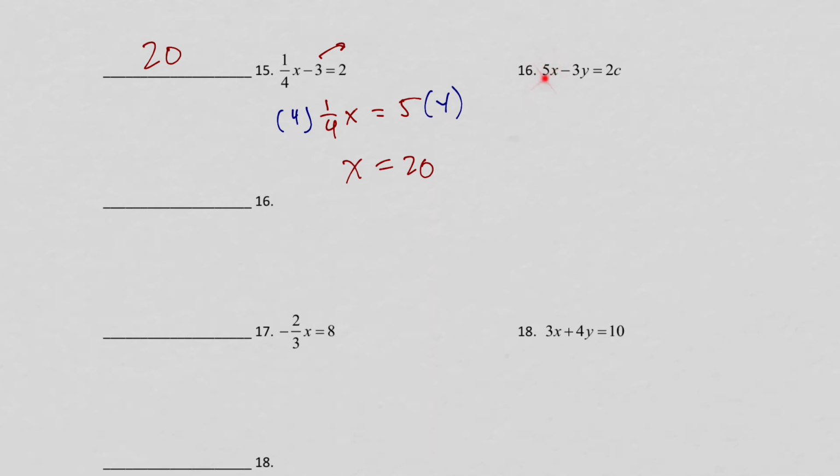I want my 5x alone, so I've got to isolate this. So I'm going to start by moving this. And if this is negative on the left, when I move it over, it becomes positive. So I have 5x is equal to 2c plus 3y. And then I'll divide each side by 5. So I get x is equal to 2c plus 3y all over 5.